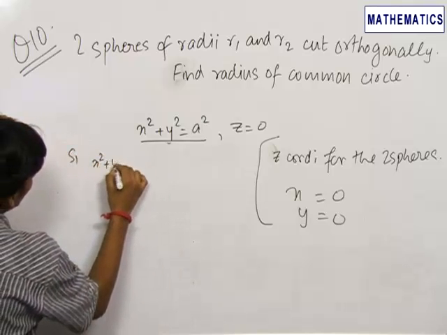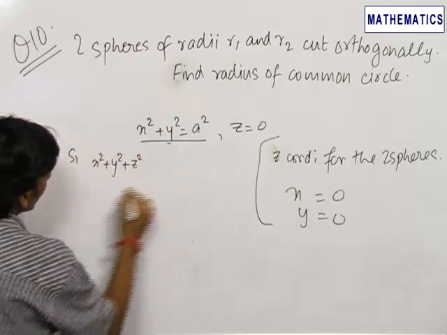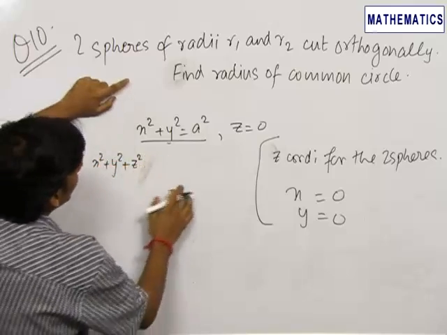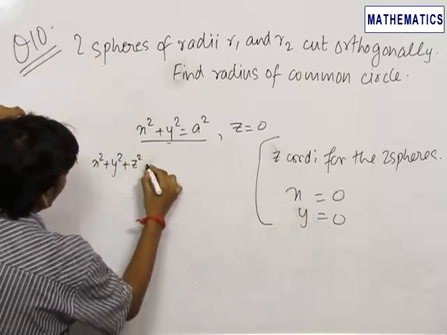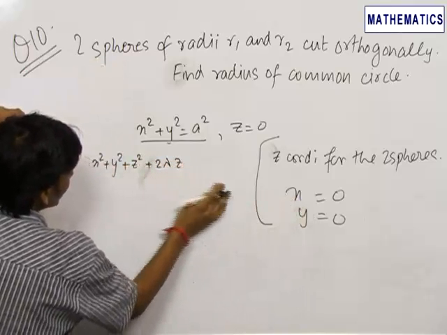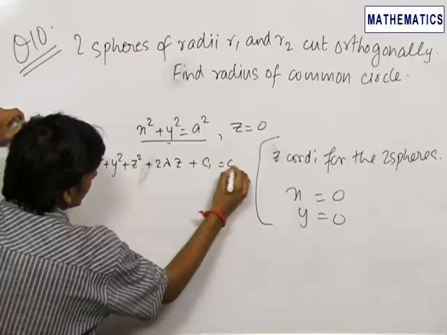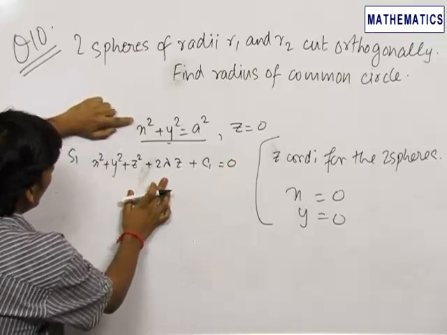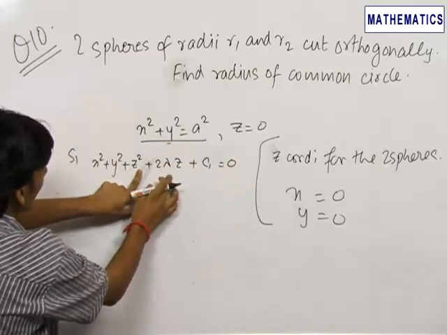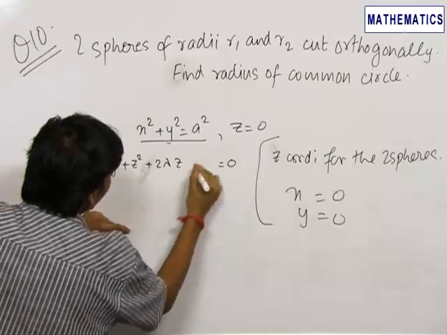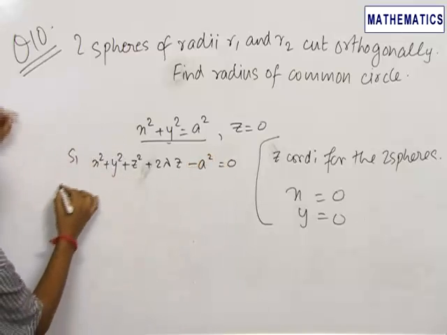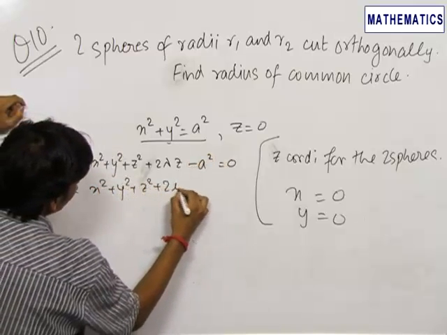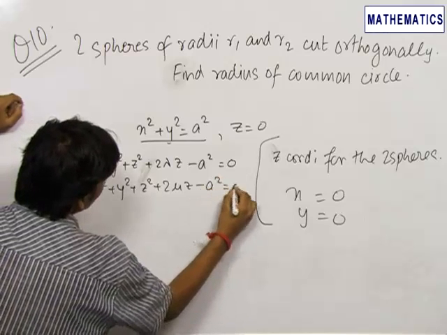This will be x square plus y square plus z square plus, there will be no term of 2ux because the x coordinate of the center of the sphere is 0. Therefore there will be only a term of 2 lambda z plus some constant is equal to 0. Since this circle is a common circle for this equation, on putting z is equal to 0 we must get the constant equal to minus a square. And similarly for sphere 2, we should have x square plus y square plus z square plus 2 mu z minus a square equal to 0.